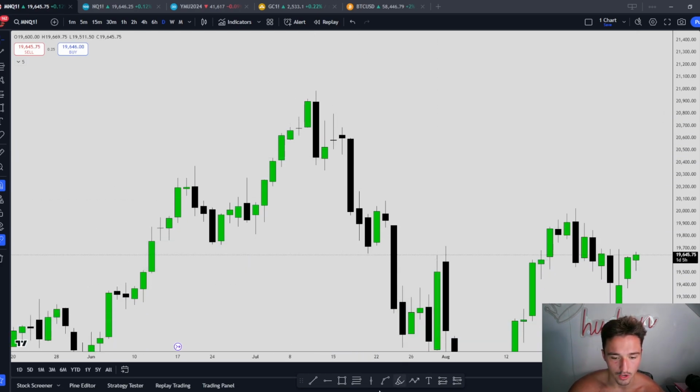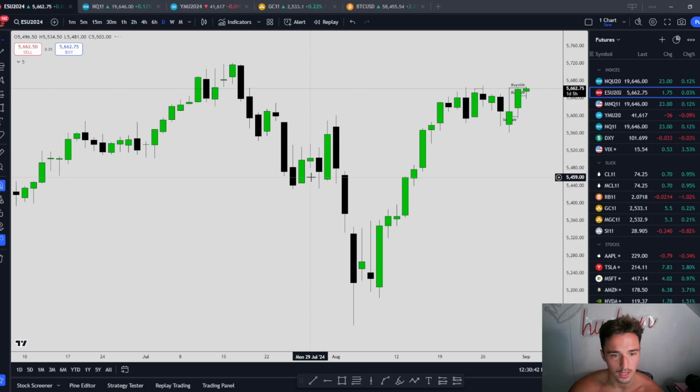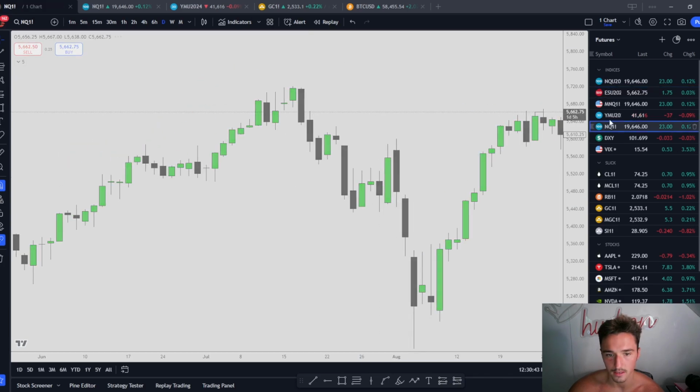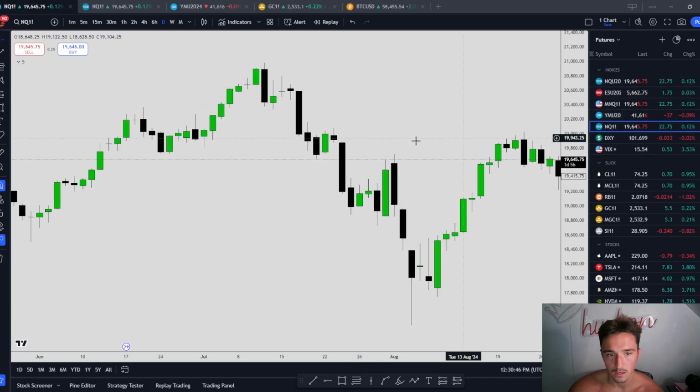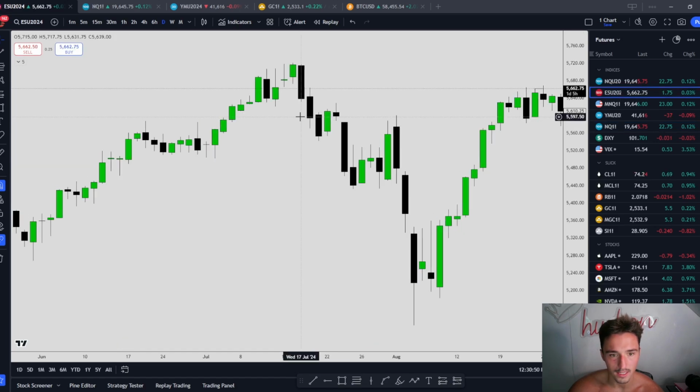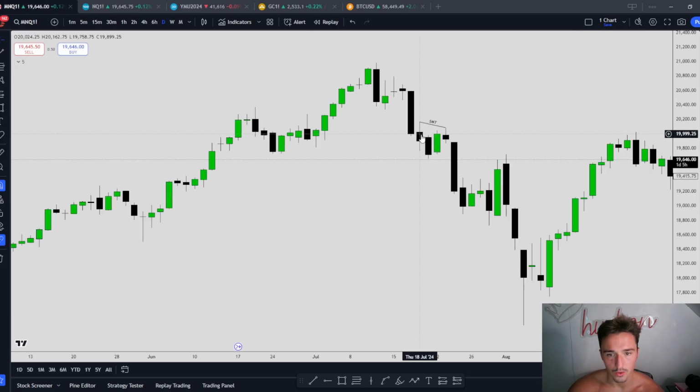Here, internal range liquidity, we have an SMT, so NQ doesn't need to go in there, right? If we take a look at ES, what day is that? Wednesday the 17th. Wednesday, right here. This fair value gap came into, so NQ doesn't need to.